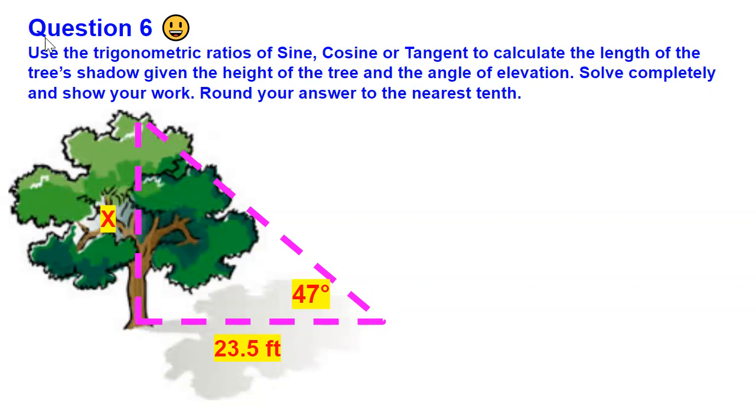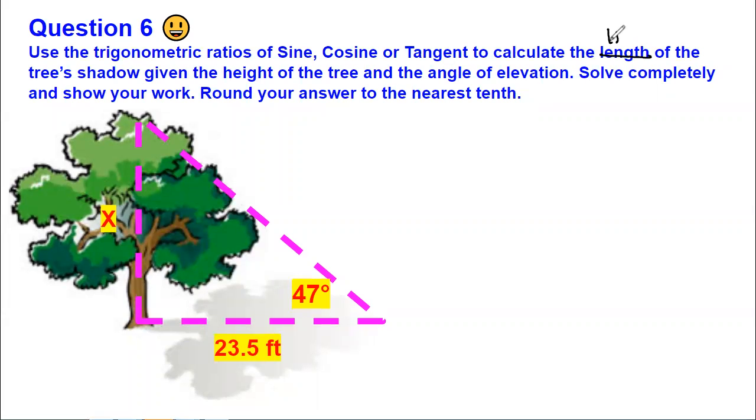I know my question says, given the height of the tree, it's backwards. Given the length of the shadow, we have to find the height of the tree. So let me fix that really quickly. We have to calculate the height of the tree, given the length of the shadow. Okay, all right. So the angle of elevation here is 46 degrees.